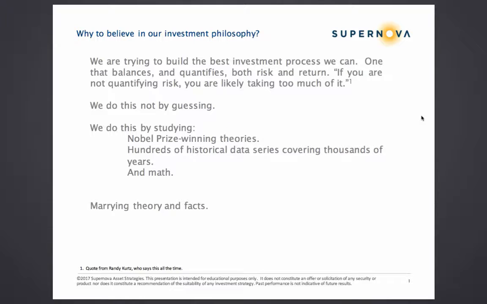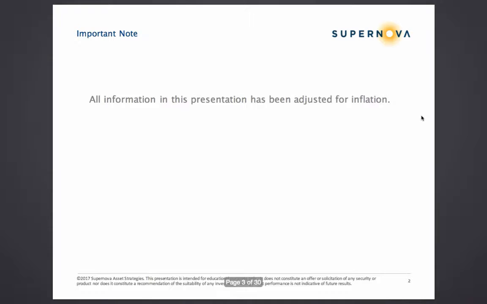We do this by studying Nobel Prize-winning theories, hundreds of historical data series covering thousands of years, and math, marrying theory and facts. Note that all information in this presentation has been adjusted for inflation. We do that because we believe conservative investors are trying to preserve the purchasing power of their portfolios. That's why we want to judge conservative investing based on how it does preserving purchasing power.